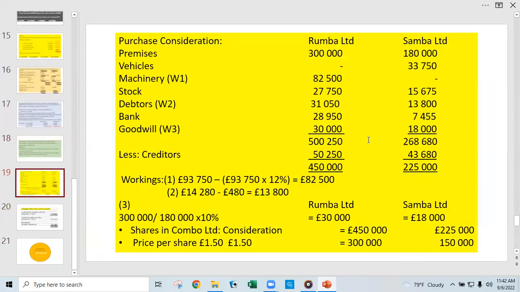3. Debtors in the sales ledger of S Limited, a debtor valued 480 was written off. Please look at their working too. Adjustment 4. Vehicles were adjusted to their part exchange value of 33,750. See the change in S Limited. Adjustment 5. Machinery was reduced in value by 12%. Please see working 1. Adjustment 6. Goodwill was valued at 10% of the total of the last 3 years profit and loss, which are given here.